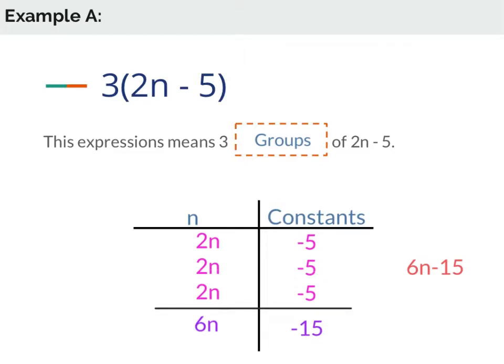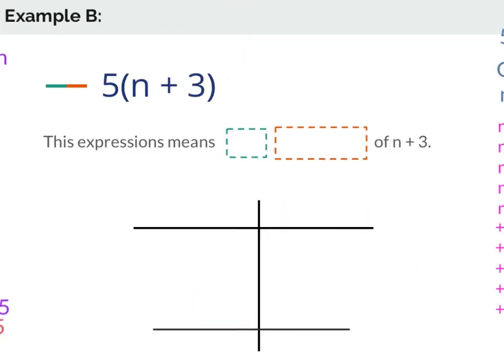Let's take a look at example B. In example B, we have 5 outside the parentheses, n plus 3. So this expression means that we have 5 groups of n plus 3. Anytime we see a number outside the parentheses and a bunch of stuff inside the parentheses, that means we have groups of that inside. Last time I had a 3 outside, so I had 3 groups. This time I have a 5 outside, so I have 5 groups of n plus 3.